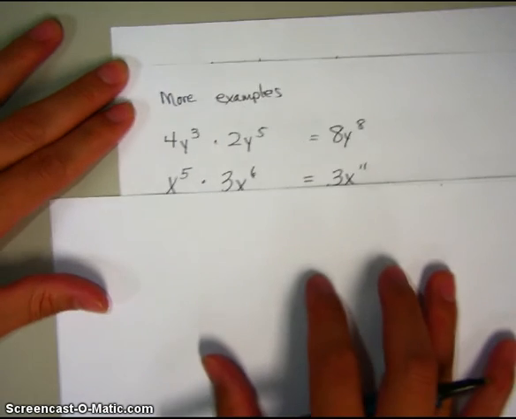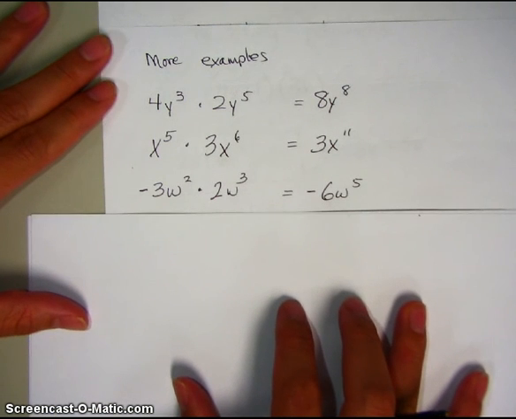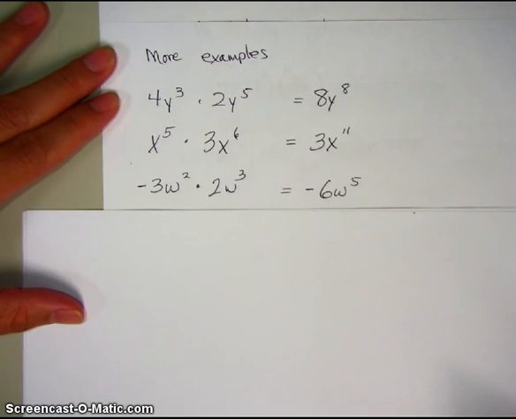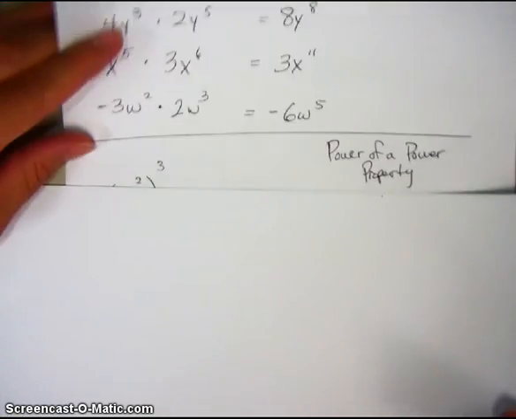There's some more examples, and I'll just show you the answers. You can pause it and take a look to see if you would have gotten the same answers. But let's talk about a different property. This is where it gets confusing.